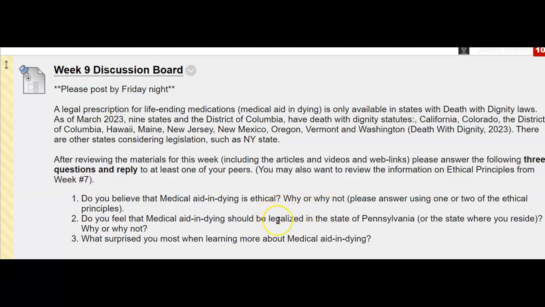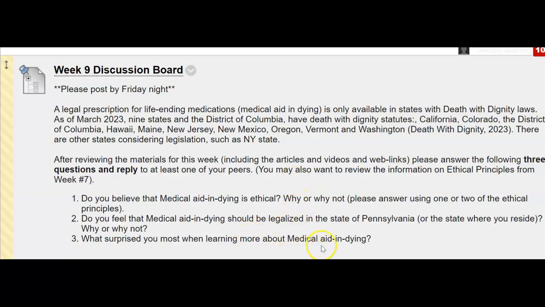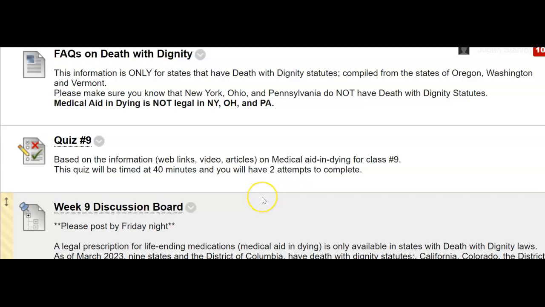And do you feel that it should be legalized in the state that you reside? Again, why or why not? And then, what surprised you most when you were learning about medical aid in dying? What most surprised you, or what specific process that the patient goes through in states with medical aid in dying legalized? What most surprised you? Share with us on that.